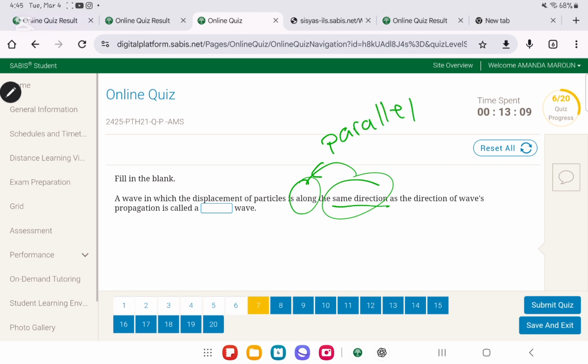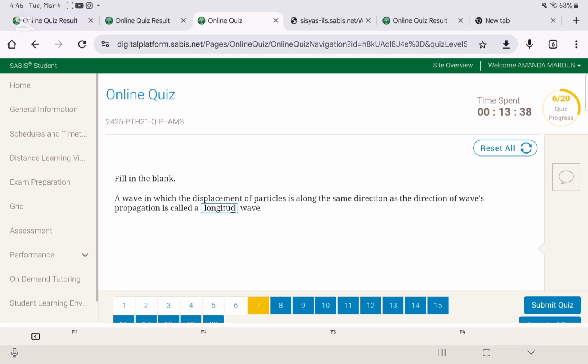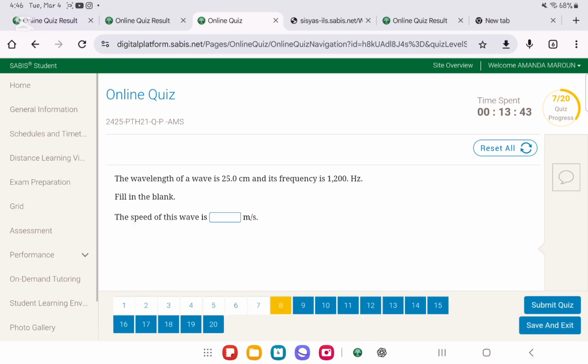Whereas if they said perpendicular to, or not along the same direction, then it's going to be a transverse wave. So please read it in context or else you might make a mistake. So along the same direction, meaning parallel, then it is going to be a longitudinal wave. Okay, we move on to question number 8.